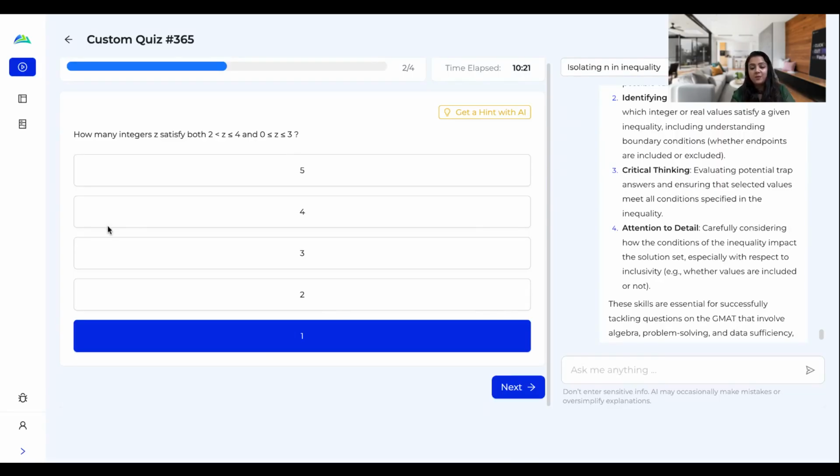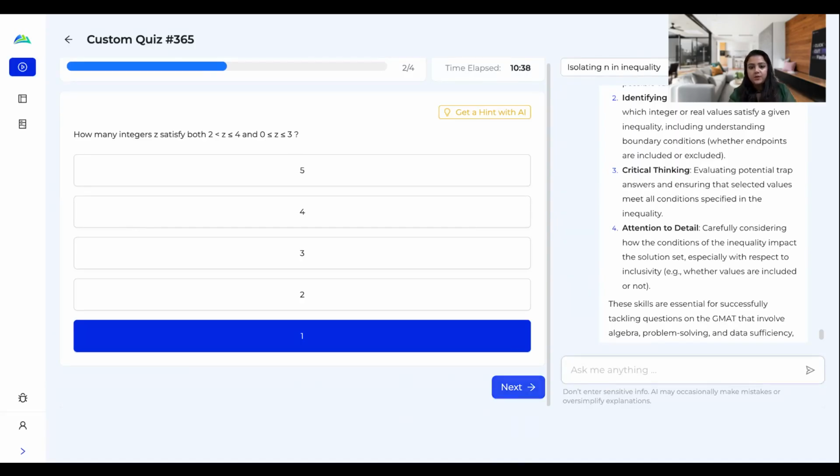Otherwise, you could fall for trap answers. Like 2 could be a trap answer, 4 even could be a trap answer. And sometimes if you're not thinking well and you're rushing through, you might see that 3 is the only common value, and you go and mark 3 without realizing they're asking you how many, not which value.